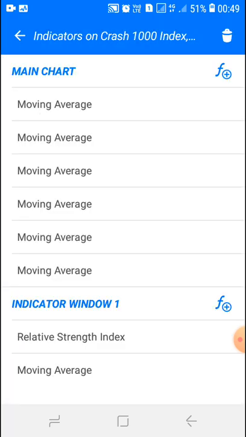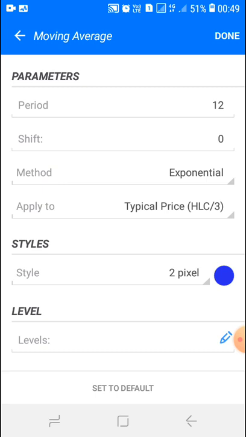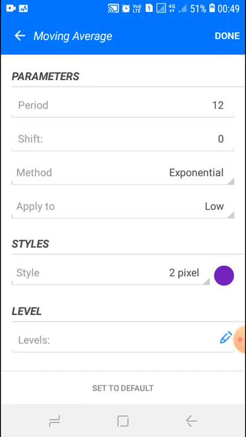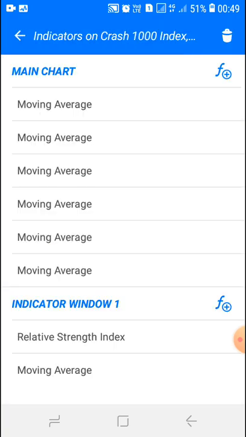Then you need another moving average with the same parameters, but you apply it to typical price. Style 2 pixel, blue. Then we need the third moving average, which is going to be period 12, shift 0, method exponential, apply to low, style 2 pixel, purple.